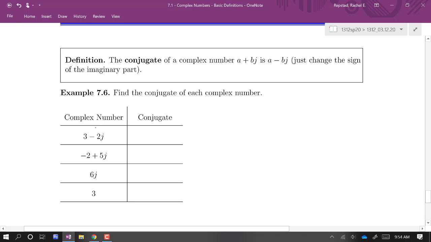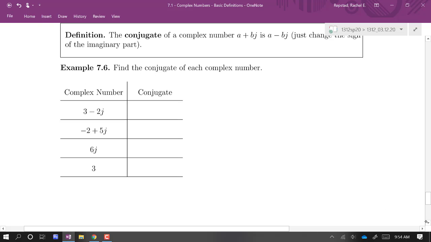So what's the conjugate of 3 minus 2j? 3 plus 2j. What's the conjugate of negative 2 plus 5j? Negative 2 minus 5j. What's the conjugate of 6j? Negative 6j. What's the conjugate of 3? 3. There is no imaginary part, or the imaginary part is 0, right?